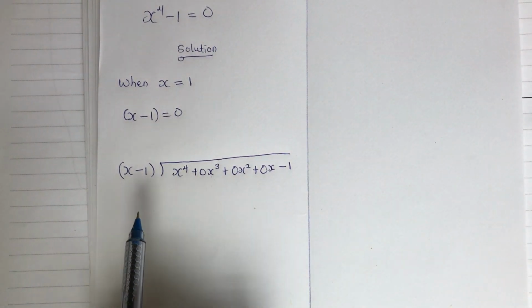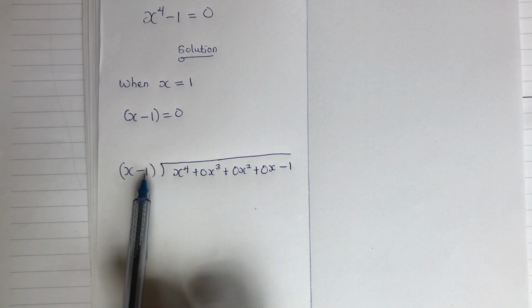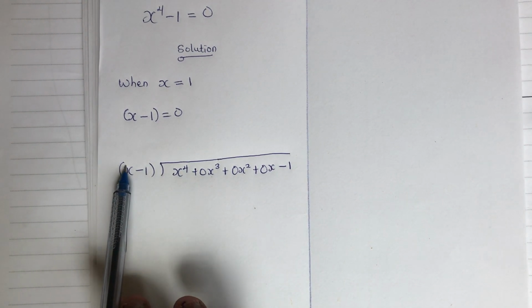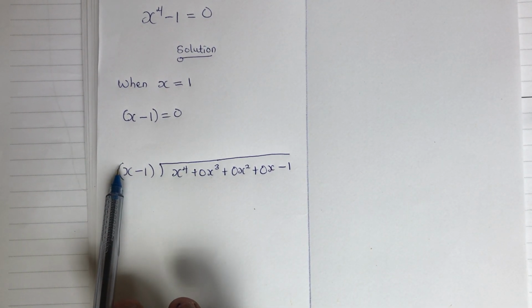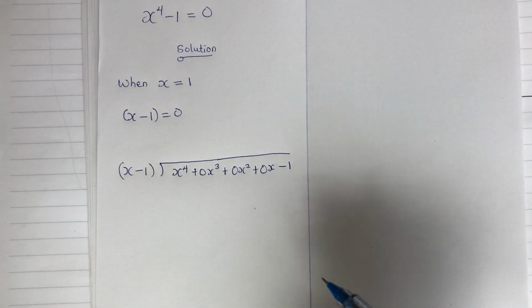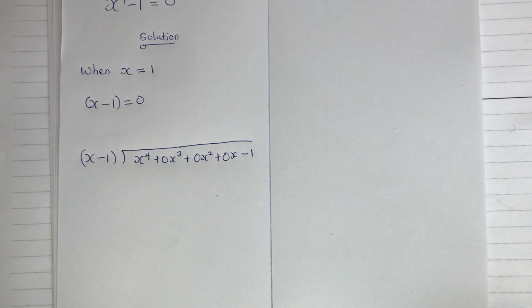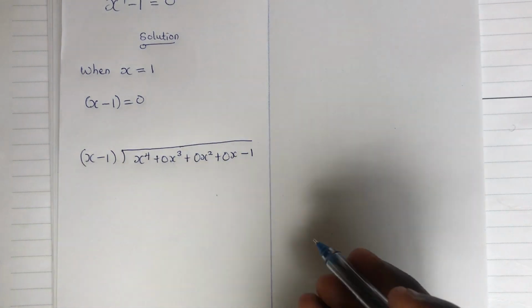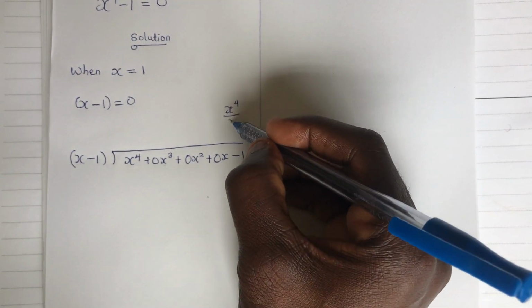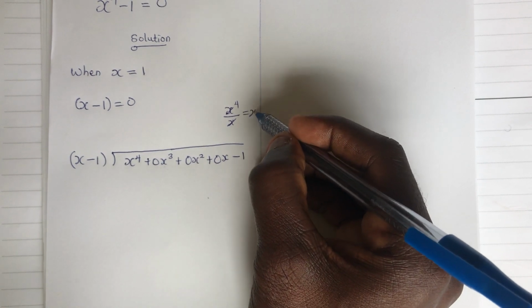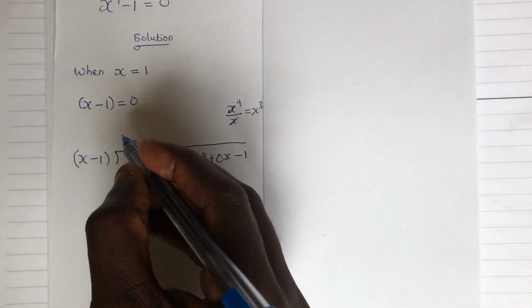To do this division, we just take x raised to the power 4 by this x. Whatever we have here, whether there was a constant here or not, we just take it to do the division. So when I do that, I am getting x raised to the power 4 dividing x, x4 dividing x. This will cancel this. We are getting x cubed. So now we write the x cubed here.